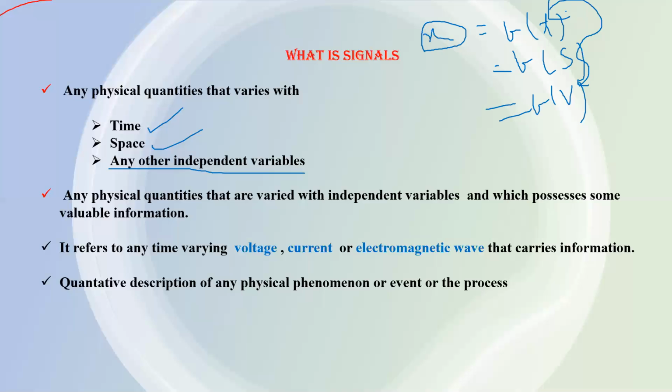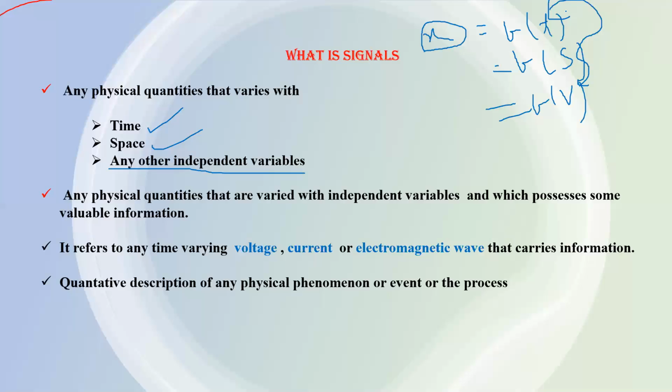But the other important thing is that the physical quantity is not only a function of these three things, time, space, or independent variable. A signal must possess some valuable information also. A signal must include in itself some valuable information. And that valuable information can be extracted through entities, and those entities are called systems. So signals and systems both are important. A signal will carry some information and a system will extract that information.